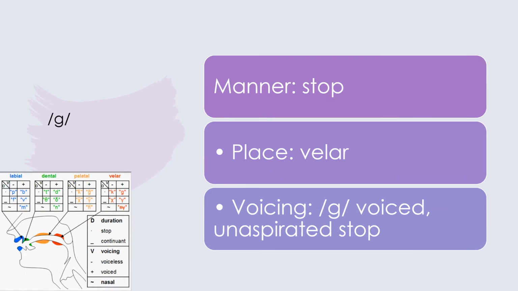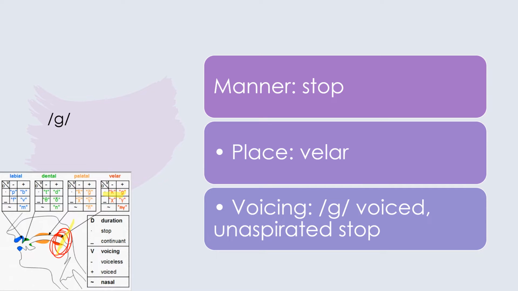Moving on, we're going to talk about G. So G and K are very similar. Both of their manners are stops. So they both have a stop consonant, and they both happen at the velar again, which is right back here on my little chart down there. Both K and G are velars.